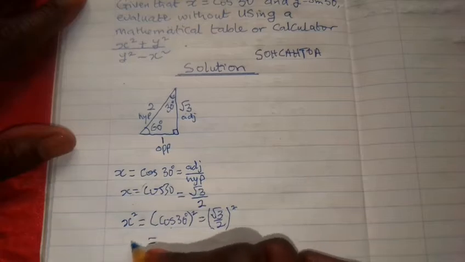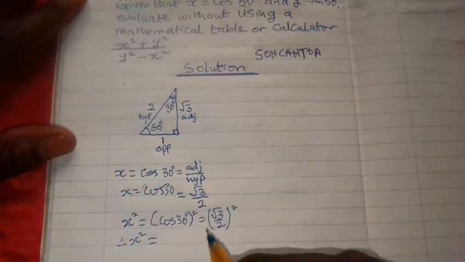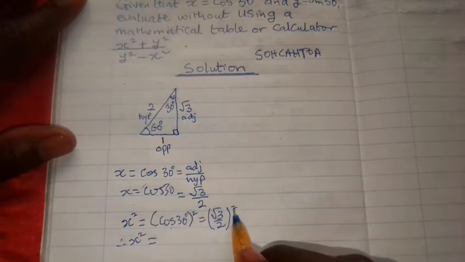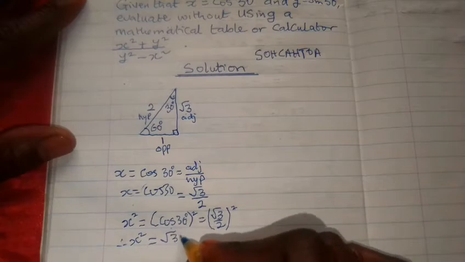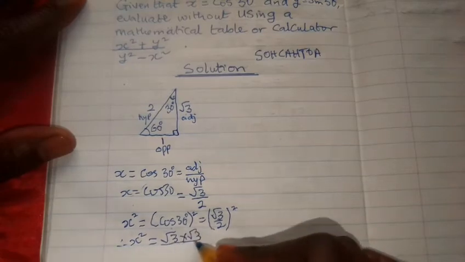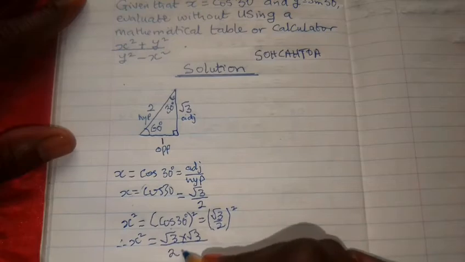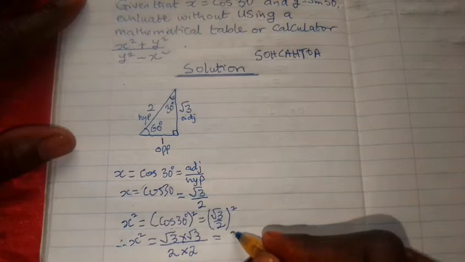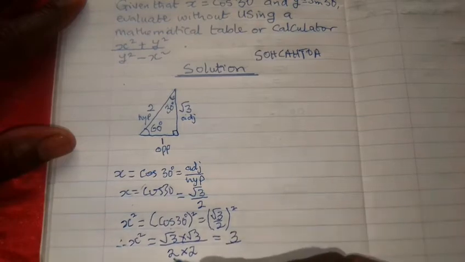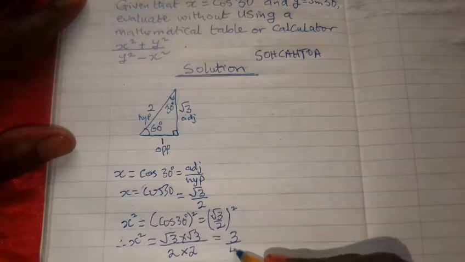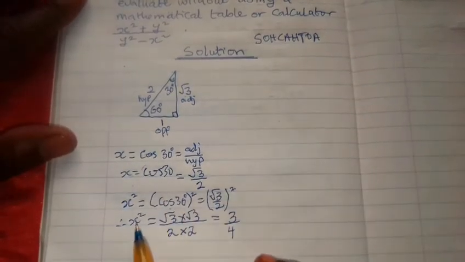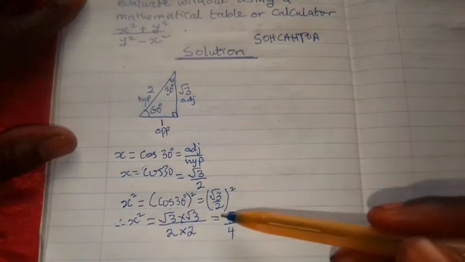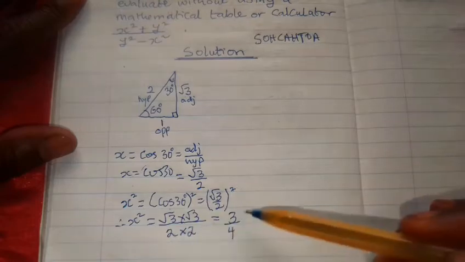Now the next thing we are going to do to get our value for x squared is our root 3 squared would mean root 3 times root 3. Then our 2 squared would mean 2 times 2. And if we solve this, root 3 times root 3 will give us 3. And then 2 times 2 will give us 4. So which means that the value for our x squared therefore is 3 upon 4. I'm sure you understood how our x and x squared are gotten.